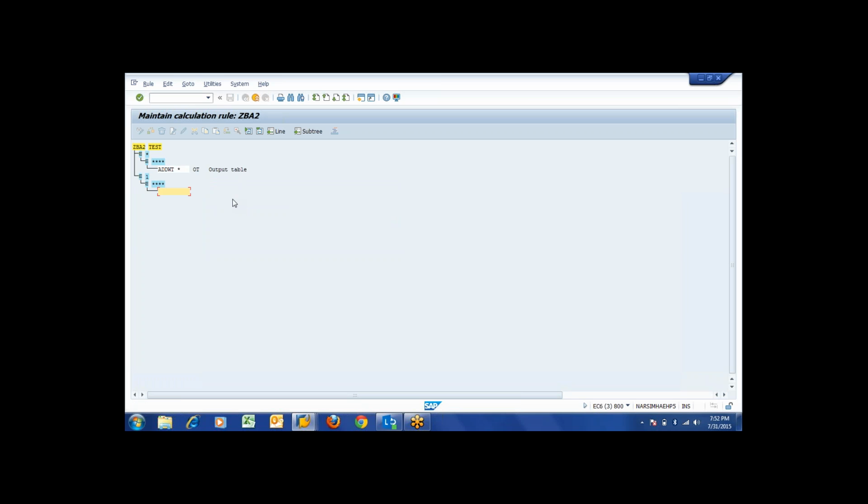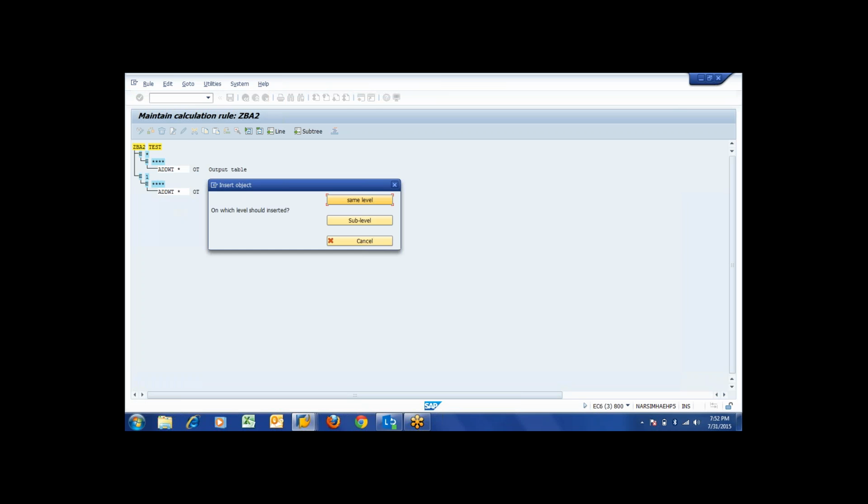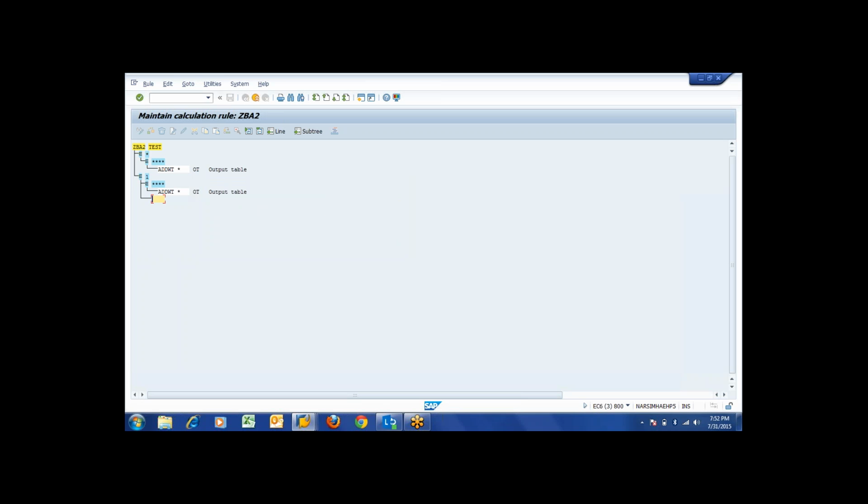So I will do one thing. I will write for only one wage type first. At the same level, our basic salary wage type is 0100, 0200. So these are the wage types we have.